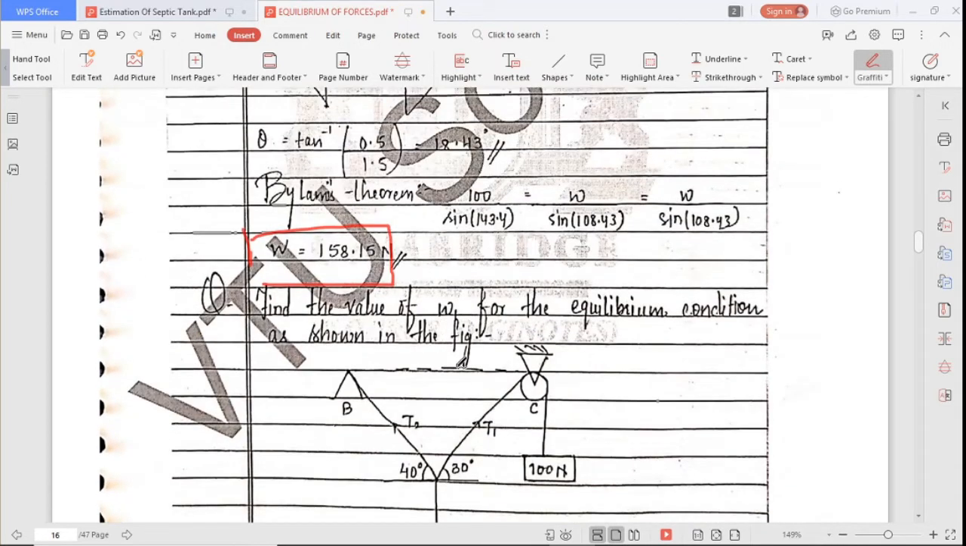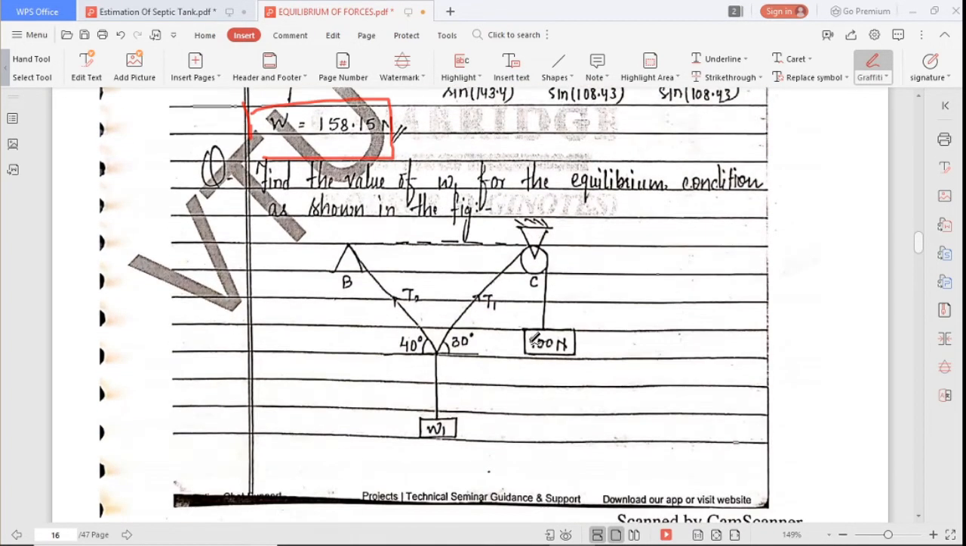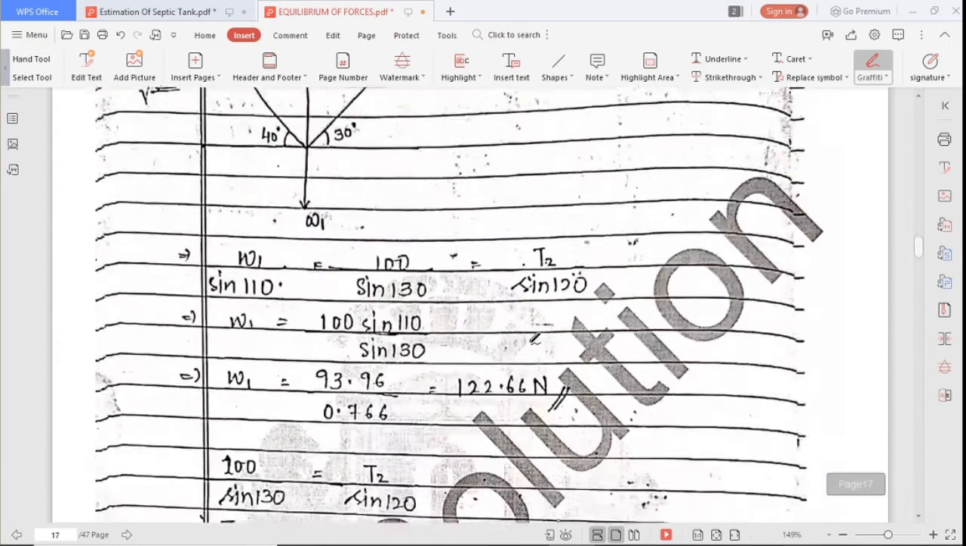So this is also the same. Find the value of W1 for the equilibrium condition as shown in the figure. This figure also I will leave for you as an assignment.